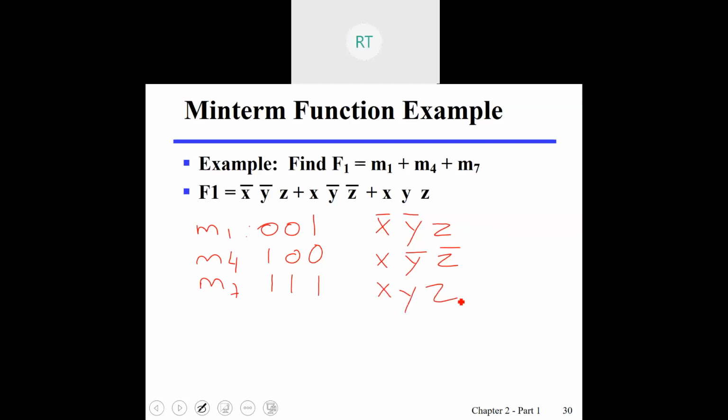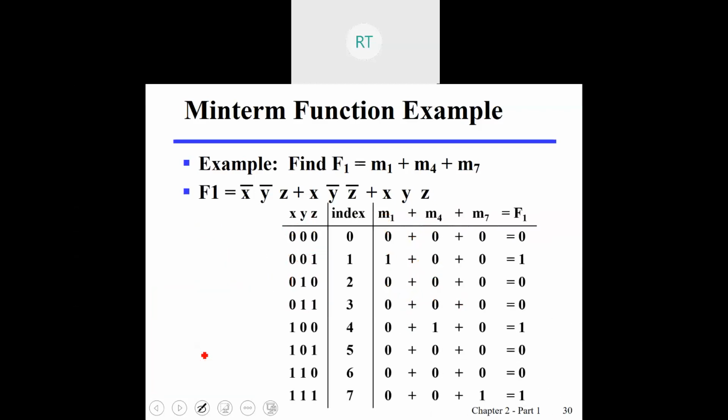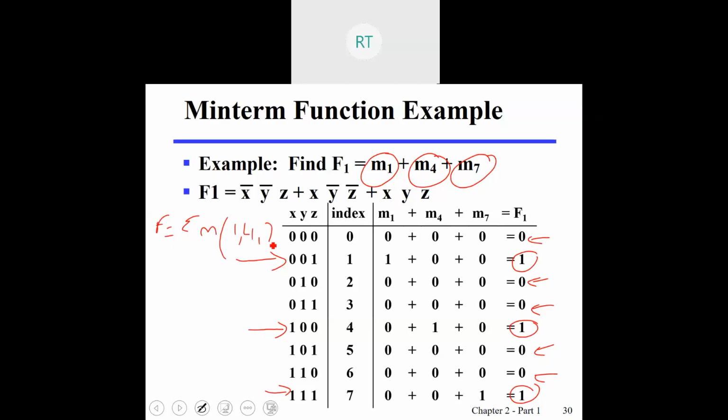Did you get them, guys? By filling the truth table, you check where you have your 1s. I have my 1 at M1, so here I have a 1. I have it on M4, so here I have a 1. I have it on M7, so I have a 1. Notice, please, the rest are filled with zeros. So this is telling me where I have 1s. It is also written as F equals sigma M of 1, comma 4, comma 7. This is another way of writing. You check which min terms have 1s in them.